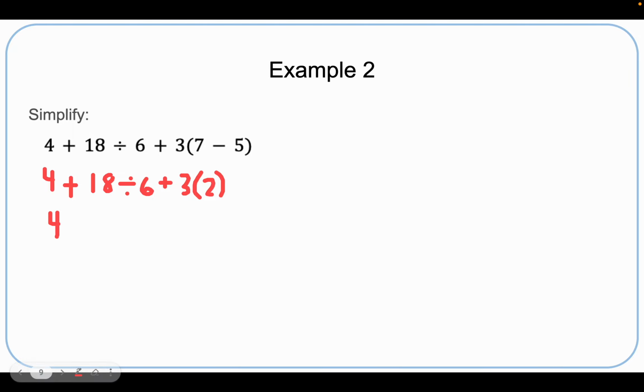So our 4 stays the same, 4 plus. We have 18 divided by 6, which is 3. And then 3 times 2, 6. Okay, and then our last step would be to add these all together. 4 plus 3 is 7, plus 6 is 13. So there's our final answer.